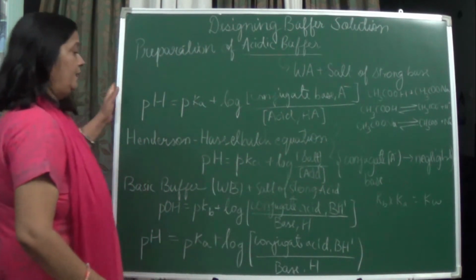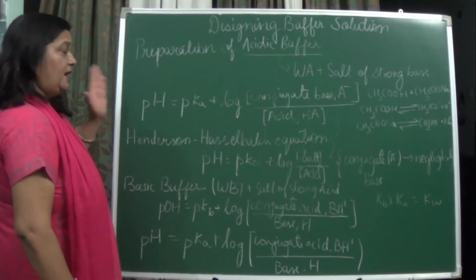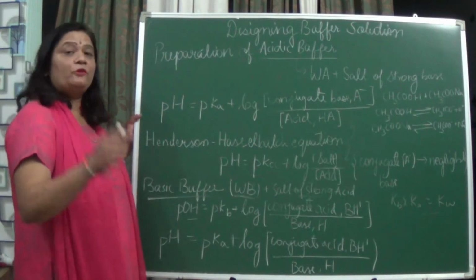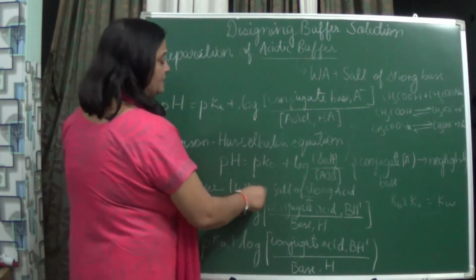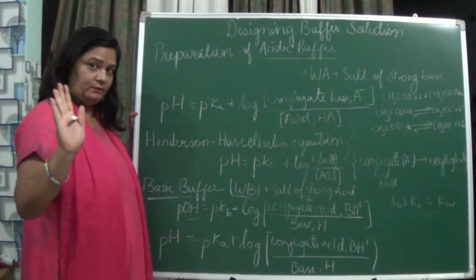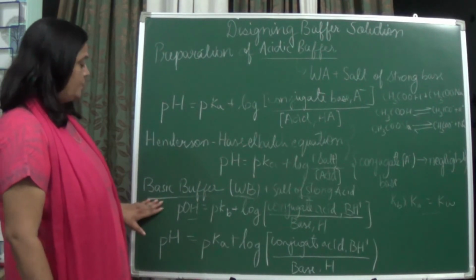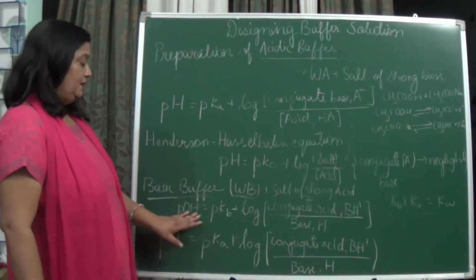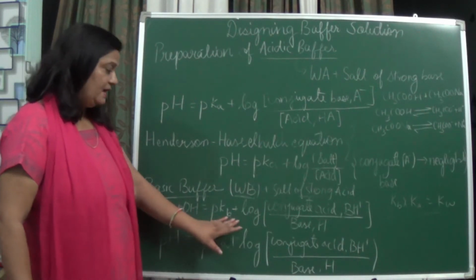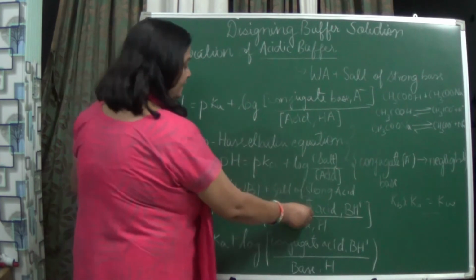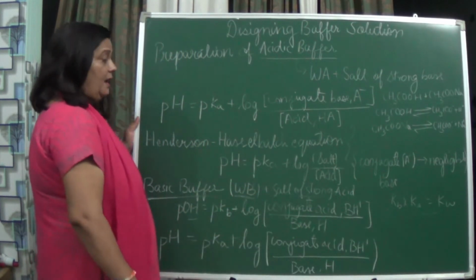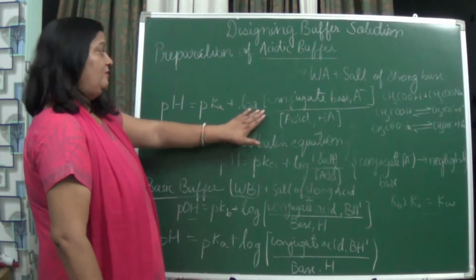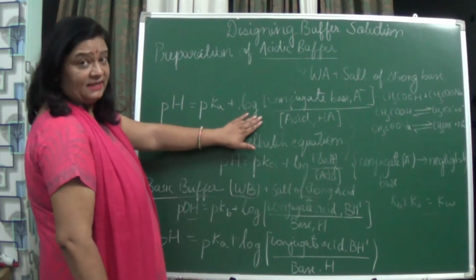Okay, so this was about the acidic buffer. Now we will be preparing a basic buffer. For that we need a weak base plus a salt of a strong acid. If we are talking about a basic buffer, naturally we'll be taking pOH is equal to pKb plus log conjugate acid upon base, like we had taken over there in the case of acid, when we were preparing the acidic buffer.